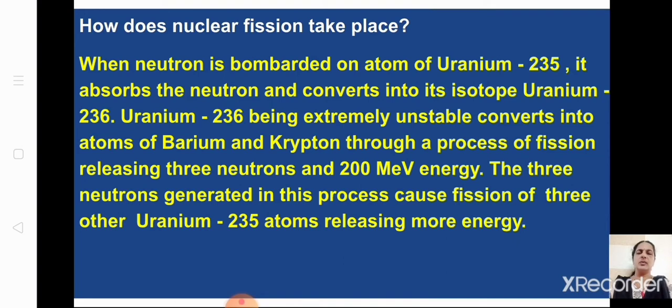Okay, you can see what happens in the nuclear fission reaction. When a neutron is bombarded on an atom of uranium-235, it absorbs the neutron and converts into its isotope uranium-236, which is very unstable, and it will be converted into atoms of barium and krypton through the process of fission, releasing 3 neutrons. Energy of 200 MeV is also released. The 3 neutrons generated in this process cause fission of 3 other uranium-235 atoms, releasing more energy.